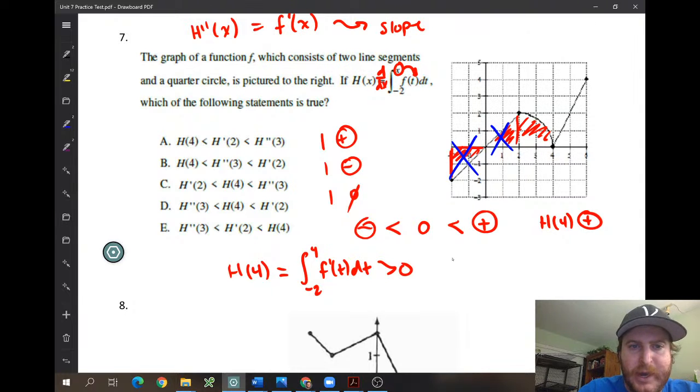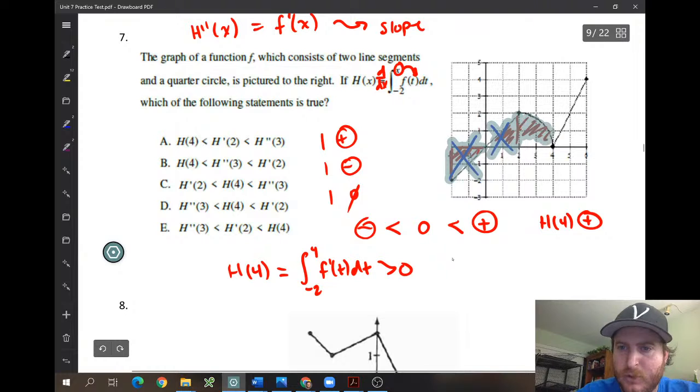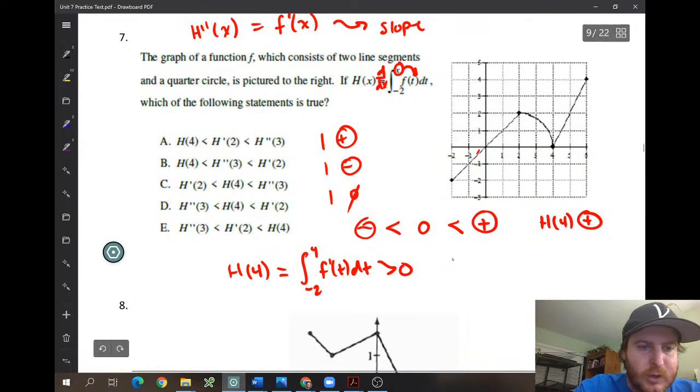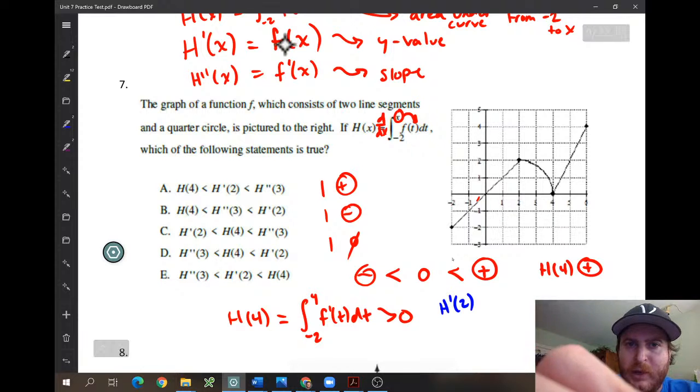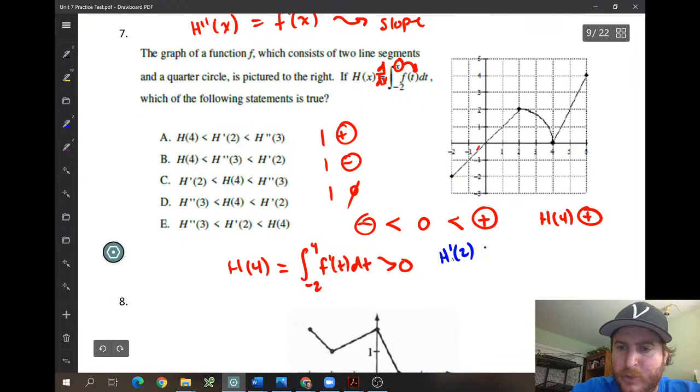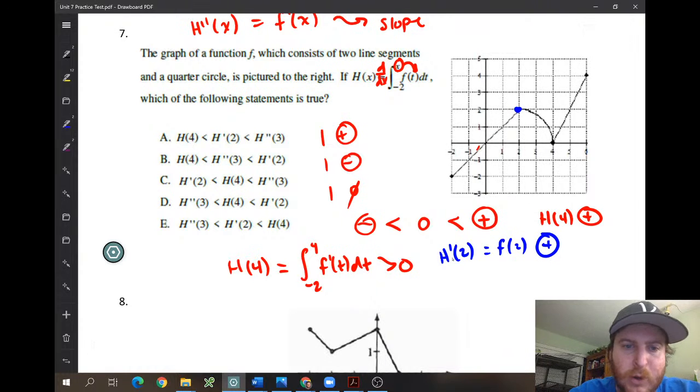Okay, now let's check h prime of 2, right? H prime of 2. So we'll use another color. H prime of 2, we said up here would be equal to f of 2. So that's the y value. Well, at 2, this is also positive. So my theory is not working out so nicely, but we'll go with it.